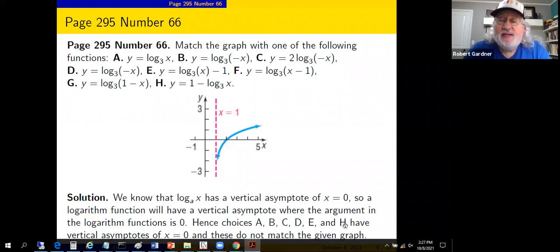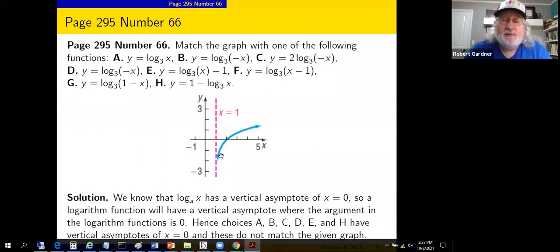A, B, C, D, E, and H have vertical asymptotes of 0. A, that's just a log function. That's got a vertical asymptote at x equals 0. Y equals log base 3 of negative x: it's going to have a vertical asymptote where the argument is 0. This one has a vertical asymptote at 0 as well. This one has a vertical asymptote at 0 as well. If you like, negative x equals 0 or x itself equals 0. Same here, vertical asymptote at 0.